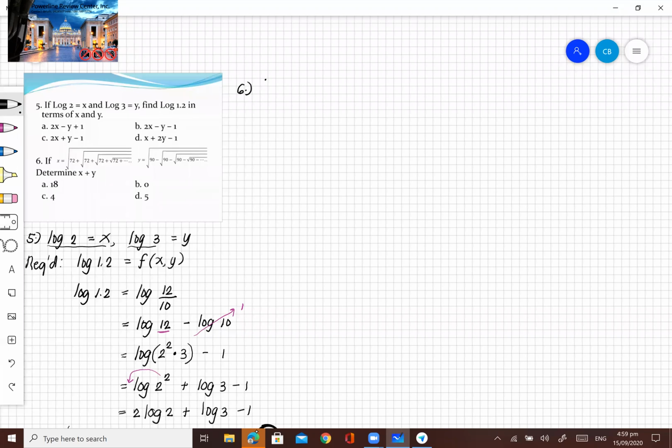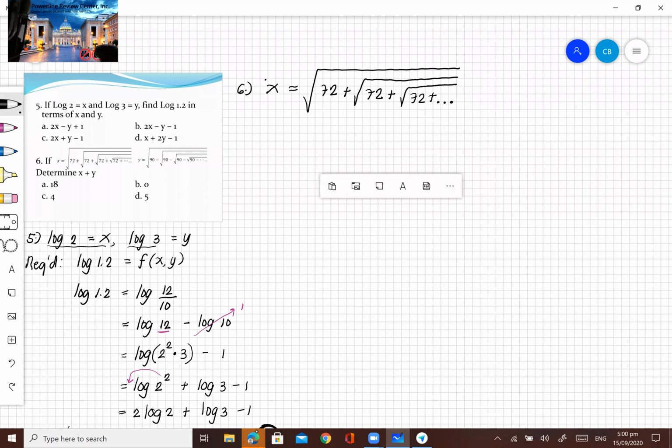Okay, so for problem number 6, if the value of a known variable x is equal to square root of 72 plus square root of 72 plus square root of 72 plus so on and so forth. So, pag sinabi natin so on and so forth, the given equation continues indefinitely. So, tuloy-tuloy yan. Hindi siya matatapos. Same also with y.